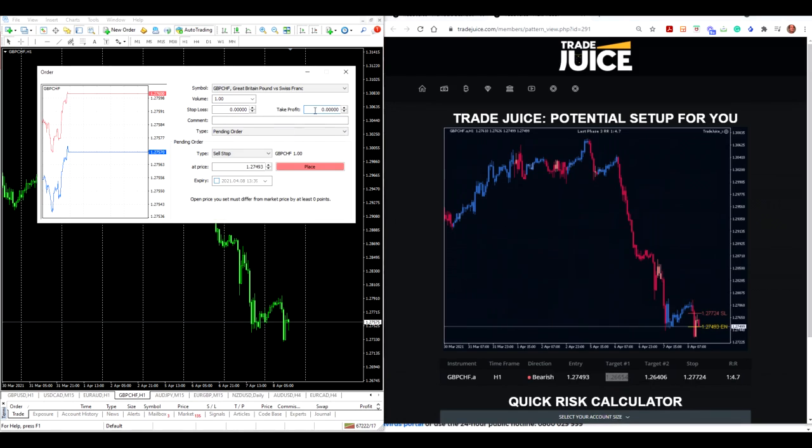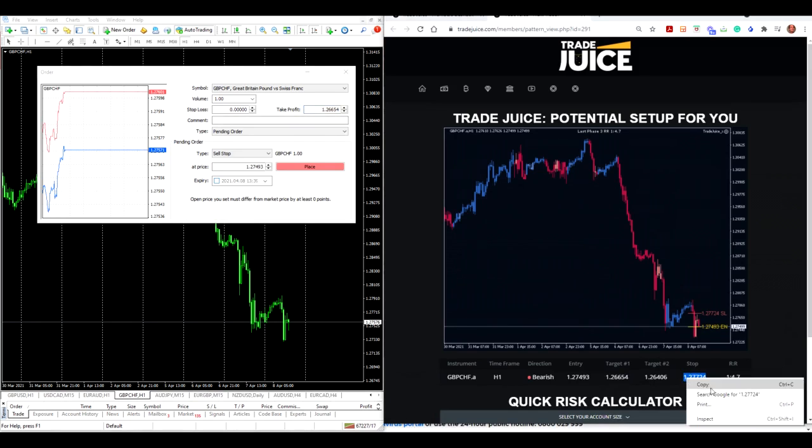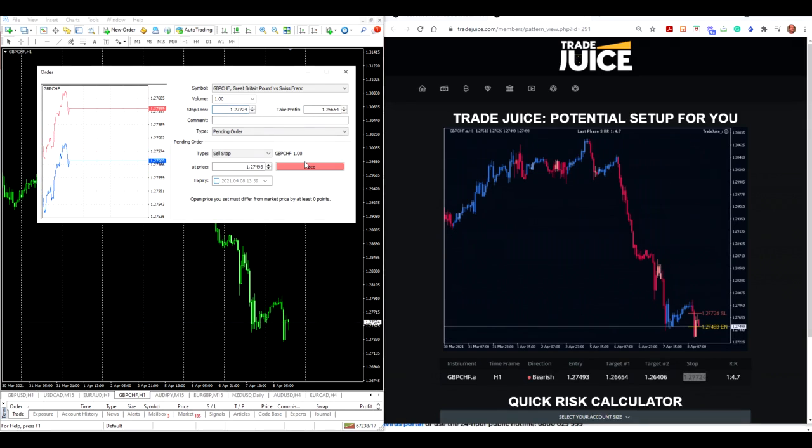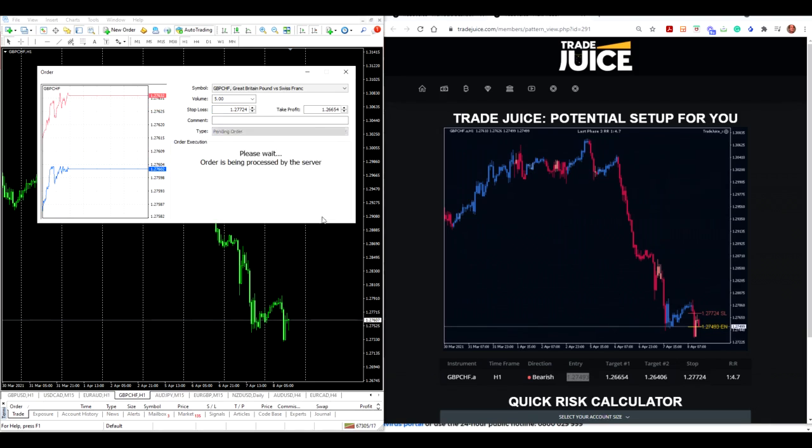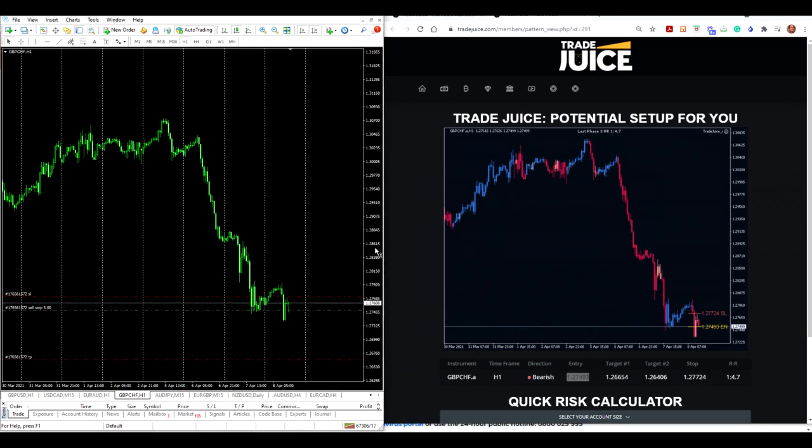That's my take profit target. Just simply copy paste what the site tells me to do, or I could just type it in. And there we go. So I'm on the pound CHF, and we're about to then enter the trade. So let me just zoom in a little bit.